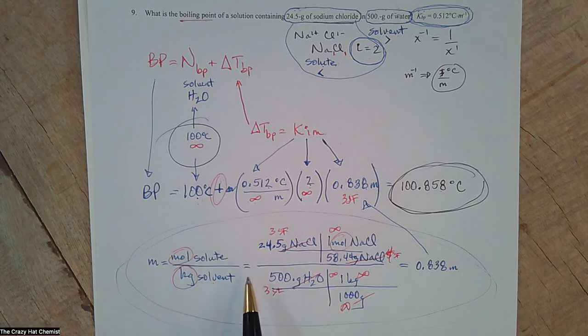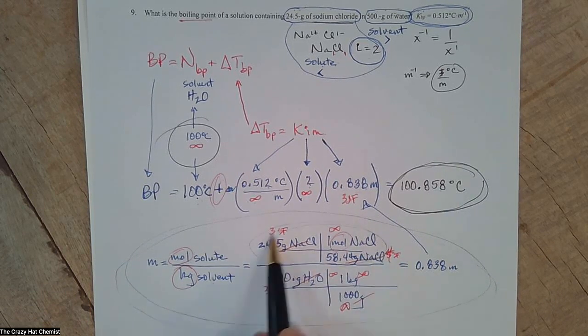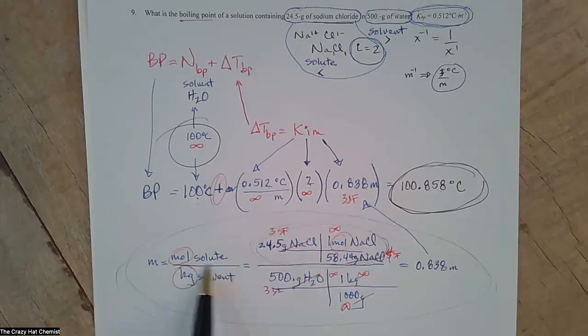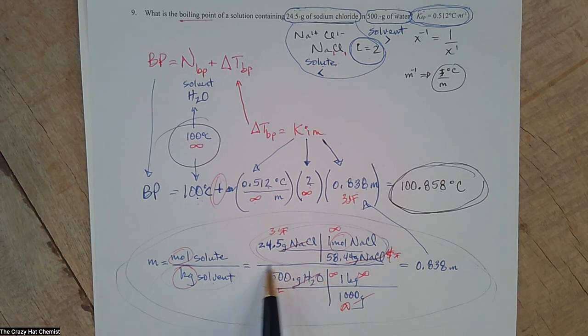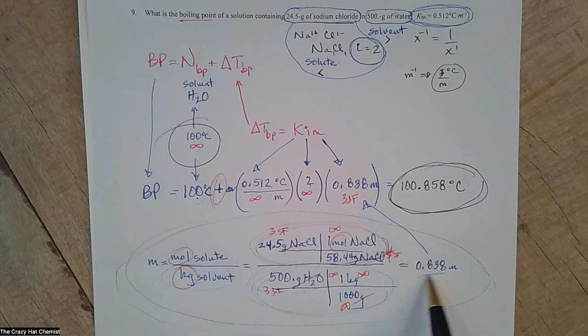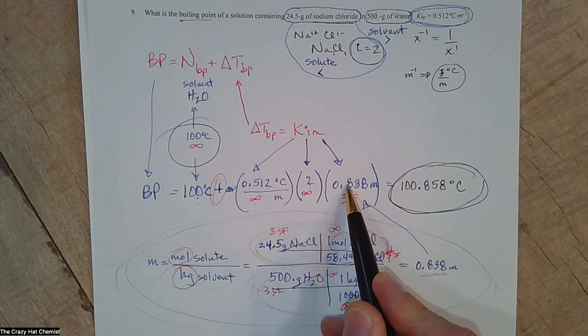So do this stepwise individually. I got my mass of solute, and I'm going to divide by the molar mass. That will give me my moles in my numerator term. And I want to divide by the kilograms of solvent. So I take my mass of the solvent and convert that grams into kilograms. Then I do the moles divided by the kilograms, and I get a molality, and I'm going to plug that right back into here.